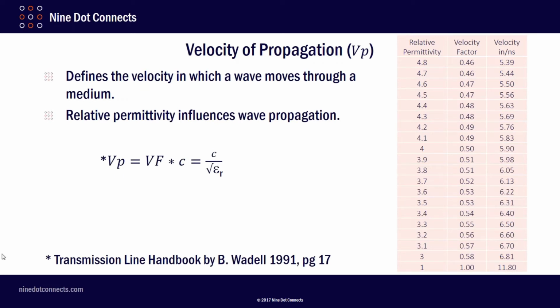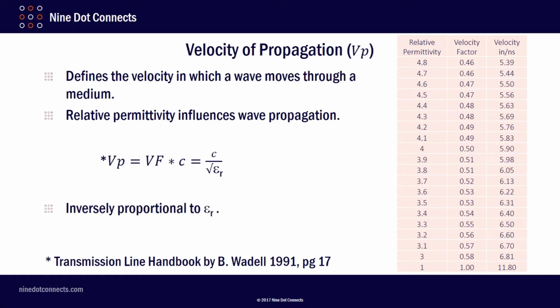It's accepted as fact, is the velocity factor times c, or c divided by the square root of epsilon r. So the one thing I want you to notice that we're going to show more and more is, especially FR4 type materials, you'll see in the range of 4 to 4.4 that the speed at which the wave is moving is less than half the speed of light. Also notice that this velocity is inversely proportional to the epsilon r. So again, as the dielectric constant goes up, the speed decreases.